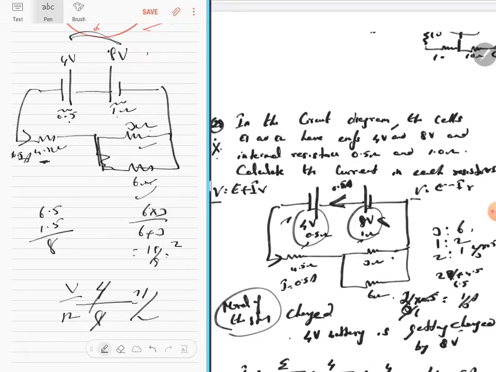Now this 0.5 amps flows like this, and this is 6 and this is 3, which is in the ratio 1:2. Resistance is in the ratio 1:2. Current will be in the ratio 2:1. So 2 by 3 of 0.5. That will be the current that is going to flow through the up and through the down. 2 by 3 of 0.5 is 1 by 3. And then 1 by 3 of 0.5 is 0.5 by 3. Correct? 1 by 3 and this is 0.5 by 3.